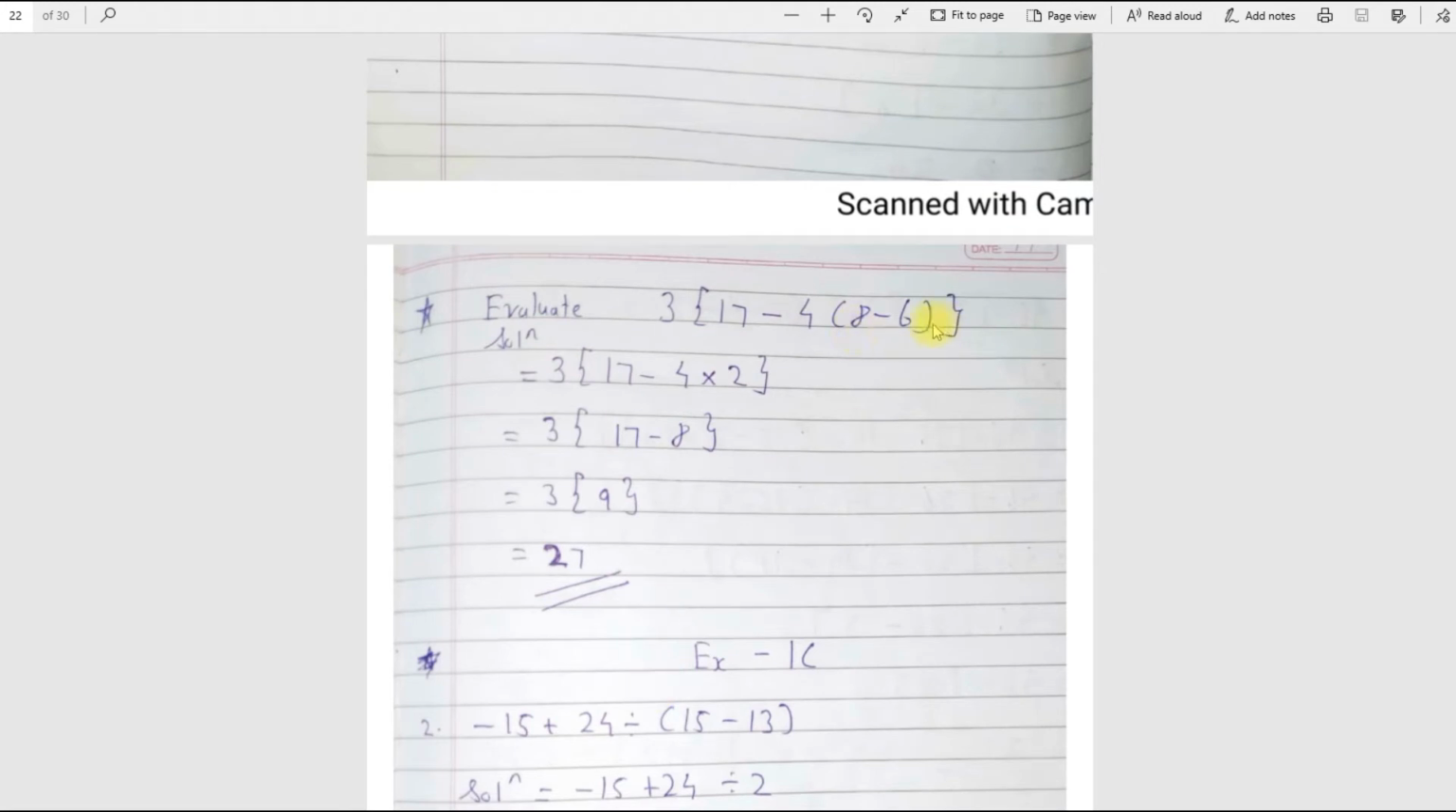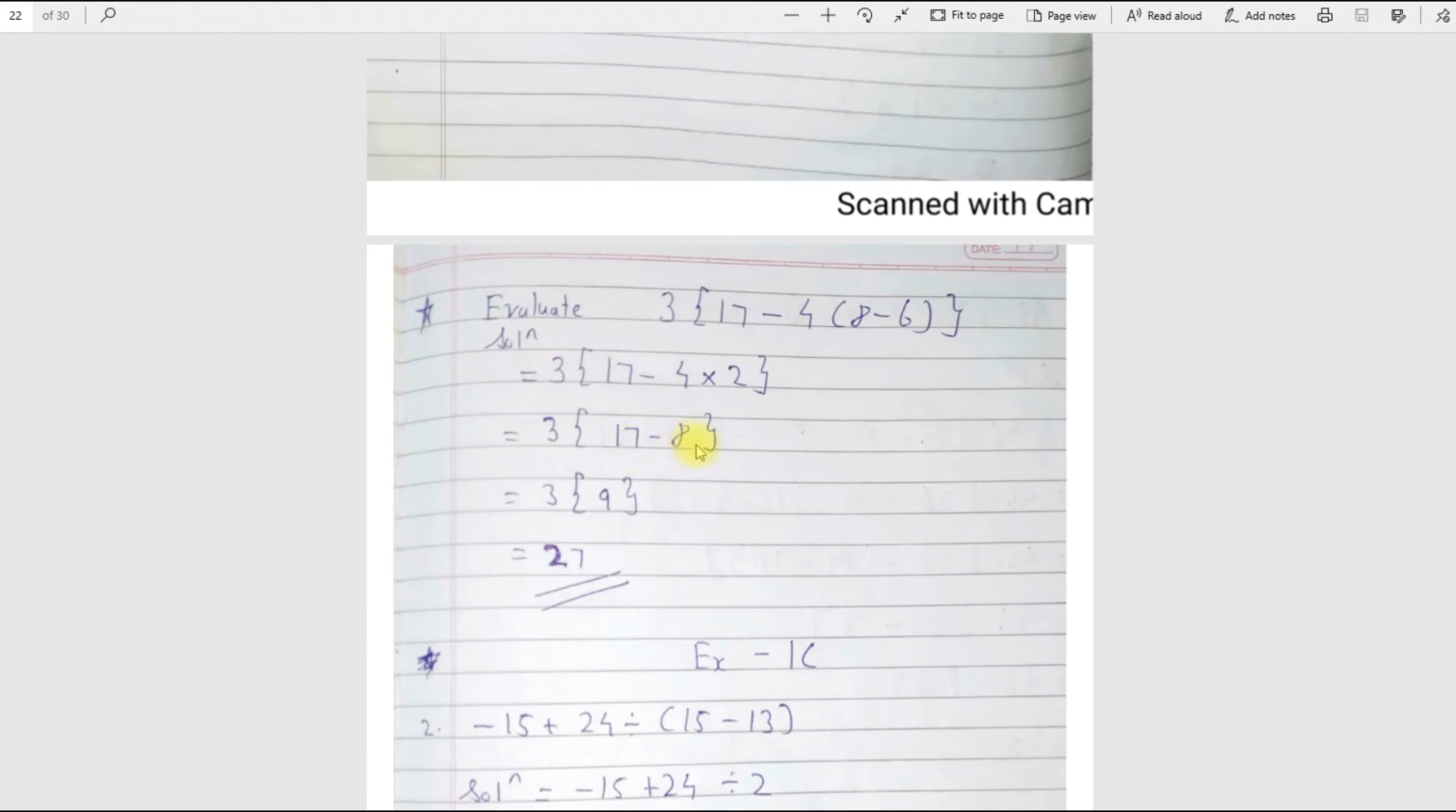It is very easy. 8 minus 6 is 2. Now there is no sign between the 4 and the bracket. So we consider the multiplication sign. So I wrote the multiplication sign over here. So 4 into 2 is 8. Therefore I wrote 8 over here. Because as per BODMAS, we have to solve first multiplication and then subtraction. So I multiplied this 4 into 2 and got the answer as 8.